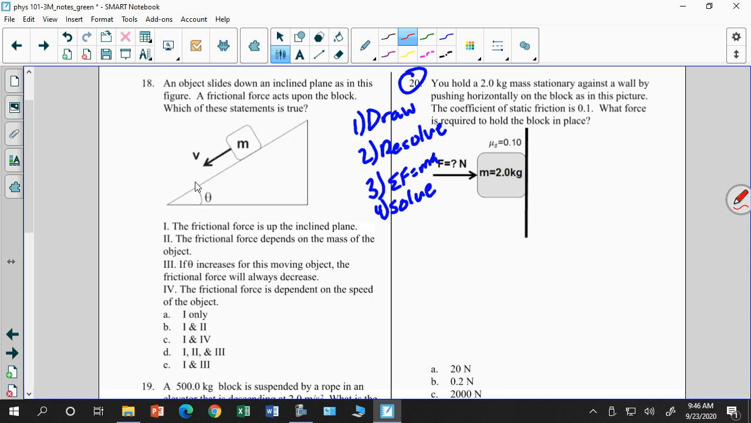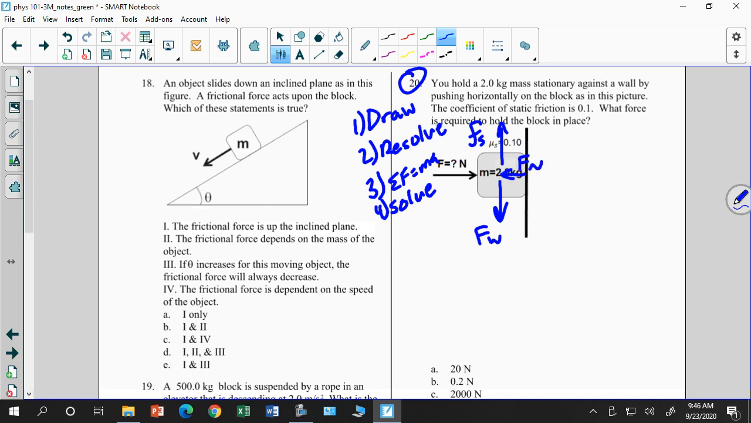I already have one force that's drawn. I have this object. I'm trying to keep it on the wall, so I'm pushing against the wall. If I don't push hard enough, then it's going to drop because the frictional force won't be enough. So I have that force. I have the weight pulling down, Fw. I have the frictional force. That's going to be Fs. And then I have another force right here.